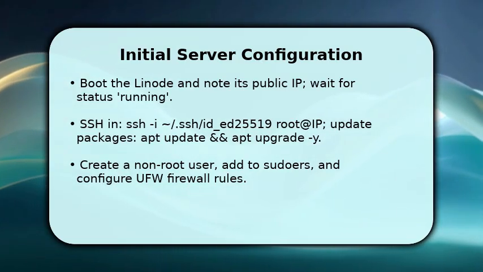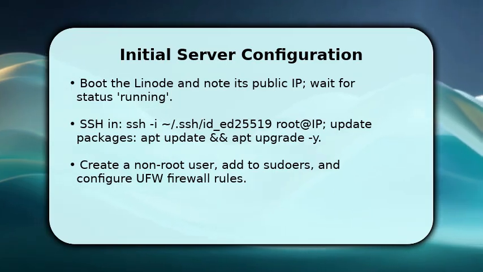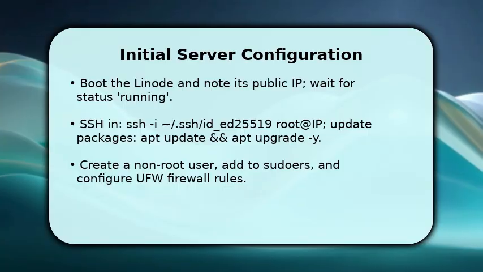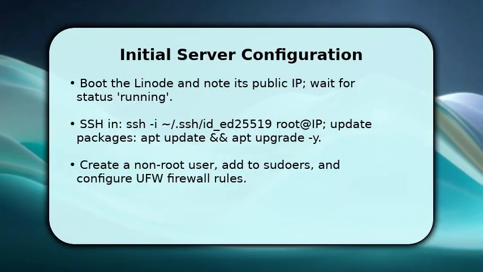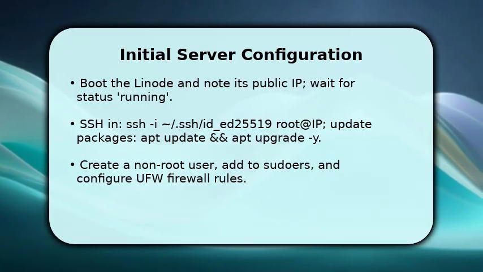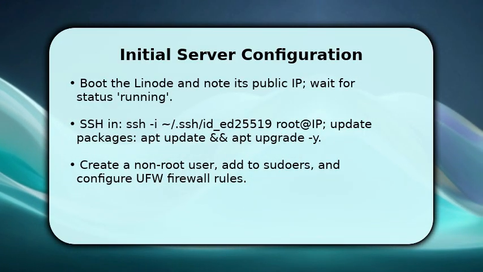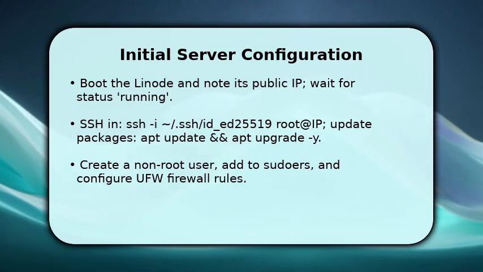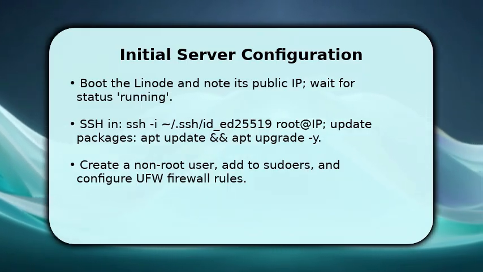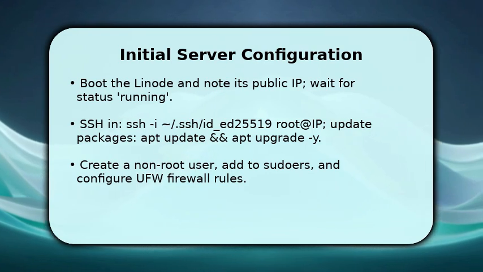Create a non-root user, add that user to the sudo group, and disable root SSH access for safety. Then set up UFW, allow SSH, HTTP, and HTTPS, enable the firewall and verify the rules. Make sure to install fail2ban and optionally change the SSH port if you want extra obscurity.